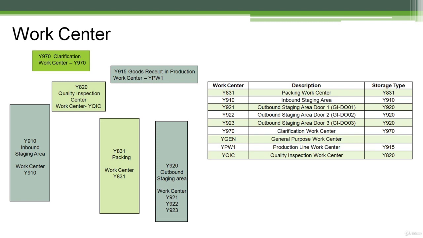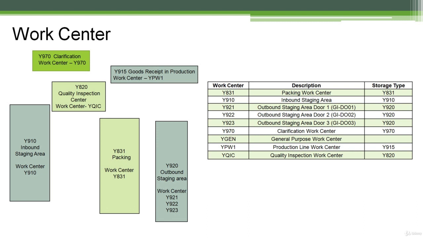Work centers. These are the work centers that are created in the system. We can also see in which storage type these work centers' activities are going to be performed. For example, for packing work center Y831, the packing activity is going to be carried out in storage type 831, and we are going to use work center Y831 for that purpose. For quality inspection, we are going to use YQSC as a work center, and the stock in the quality work center will be part of storage type Y820.